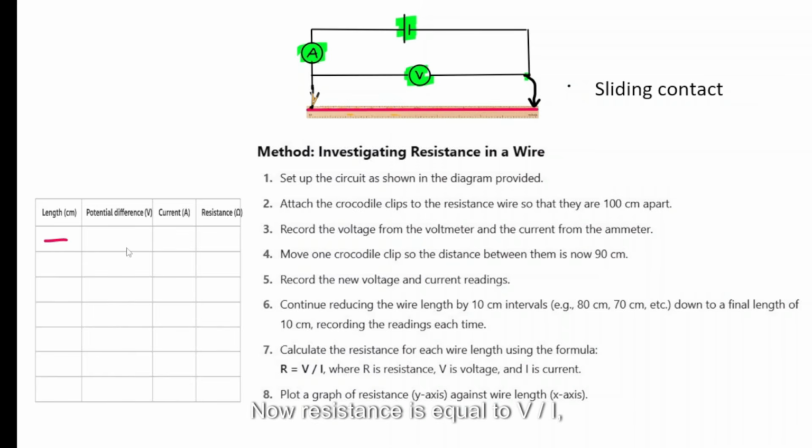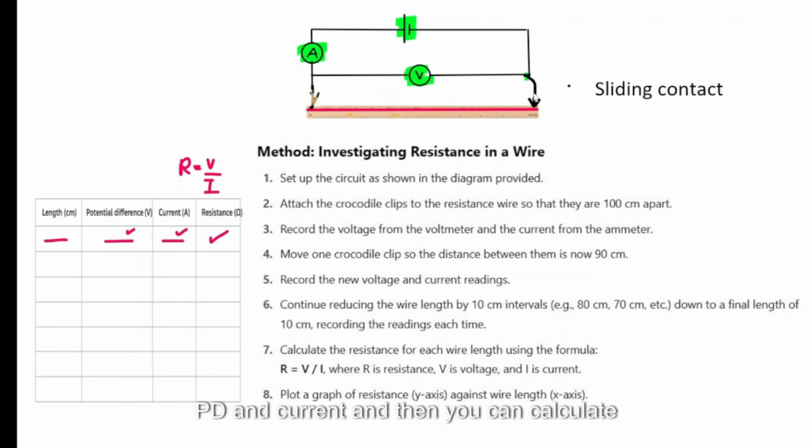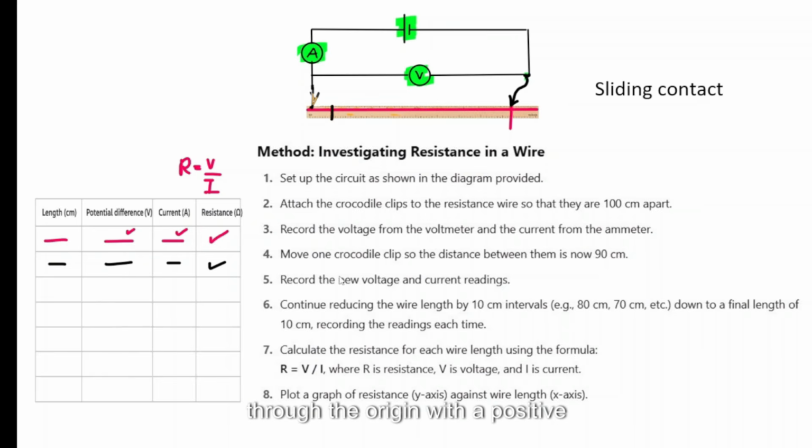Now resistance is equal to V over I, so I can divide the voltage by the current to work out the resistance at that point. Then you move this to 90 centimeters, and then you record the length, PD and current, and then you can calculate the resistance, and you repeat it like that all the way down to 10 centimeters. Then you can plot a graph of resistance against length. So here you will get a straight line graph through the origin with a positive gradient.